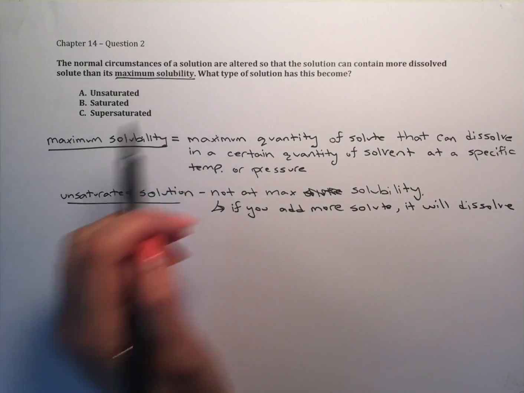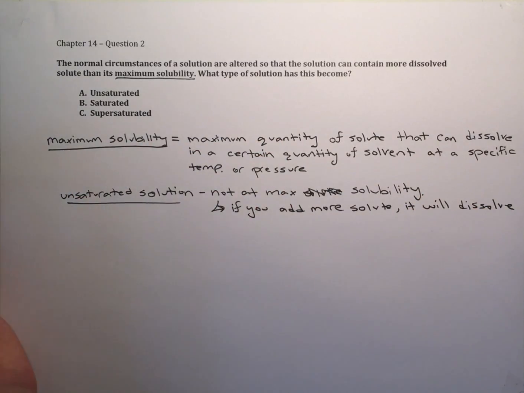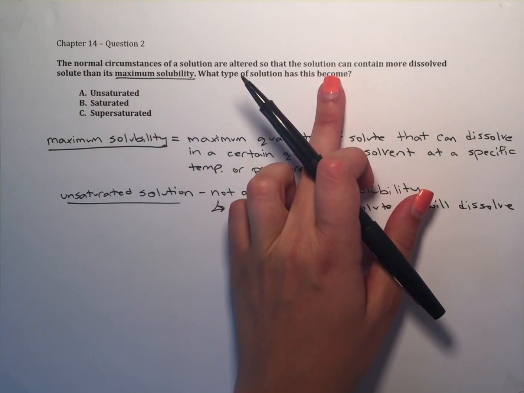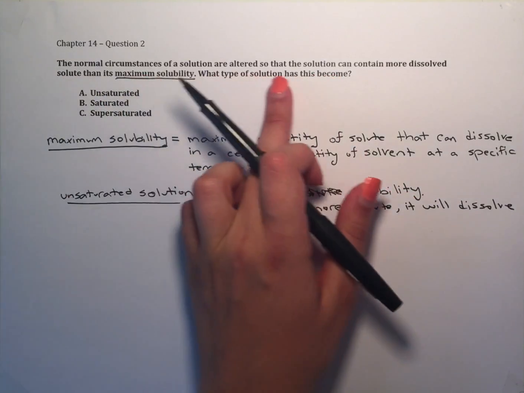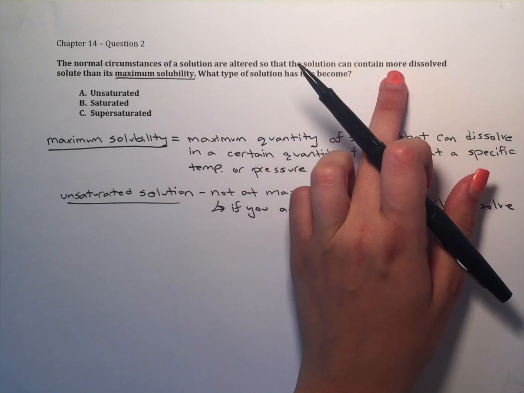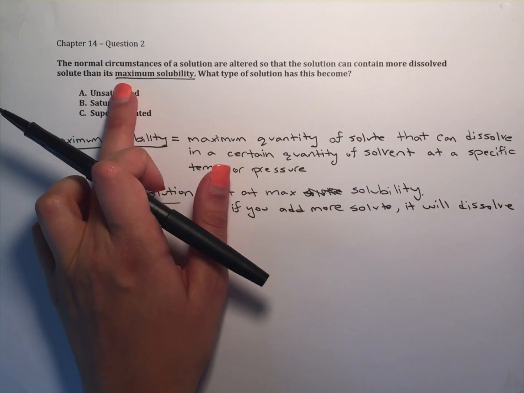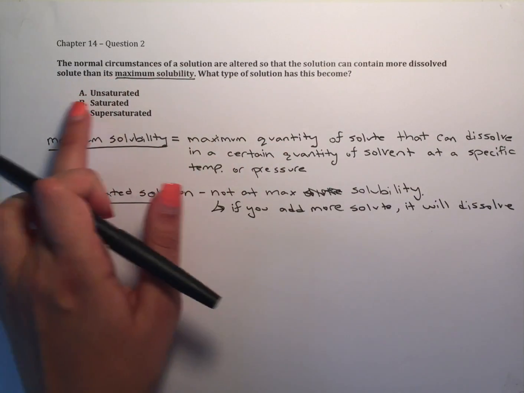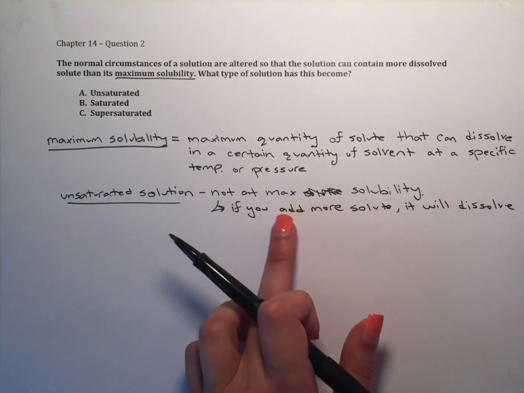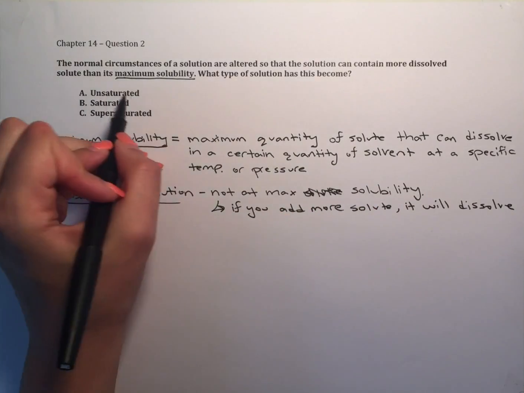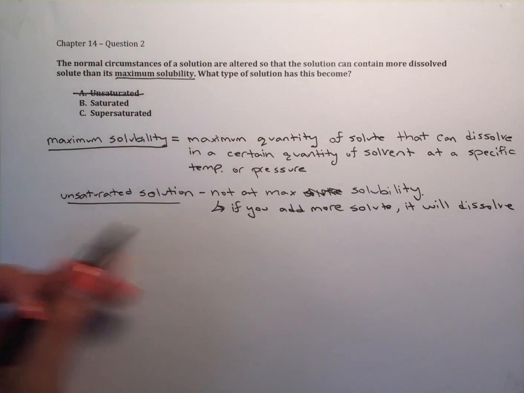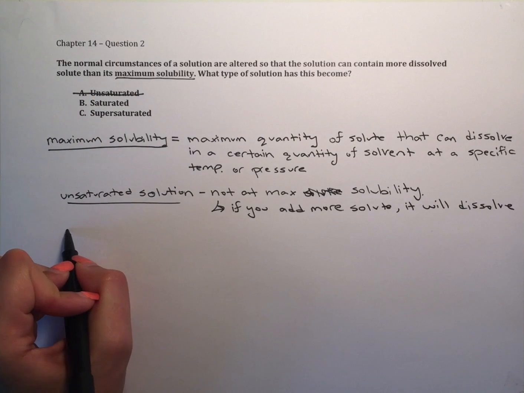And because of this, the solution in our question cannot be unsaturated, because it says in our question that the solution can contain more dissolved solute than its maximum solubility. And in an unsaturated solution, we haven't reached the maximum solubility yet. So we know that this is wrong. Let's look at a saturated solution now.